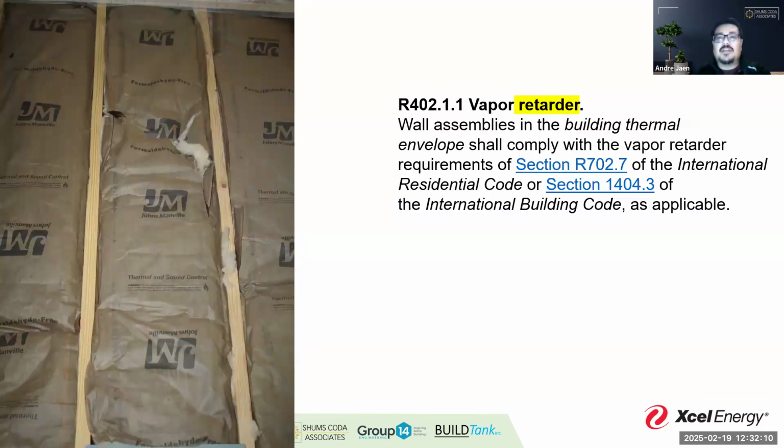So this brings us to our vapor retarder. And this really gets to the heart of where we're starting to try and control that water, knowing full well that it's going to get into the assembly.